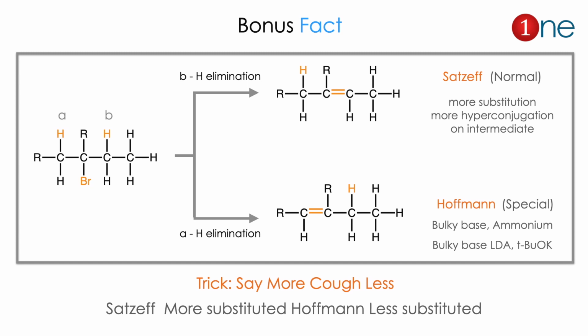But in a very special case, with a bulky base or ammonium salt, the less substituted alkene will always form, which is called the Hofmann reaction. Here I have given a trick which is easy to memorize, which is Say more, Hoff less. Say represents Saytzeff, more substituted product more, and Hoff means Hofmann, less means less substituted product.